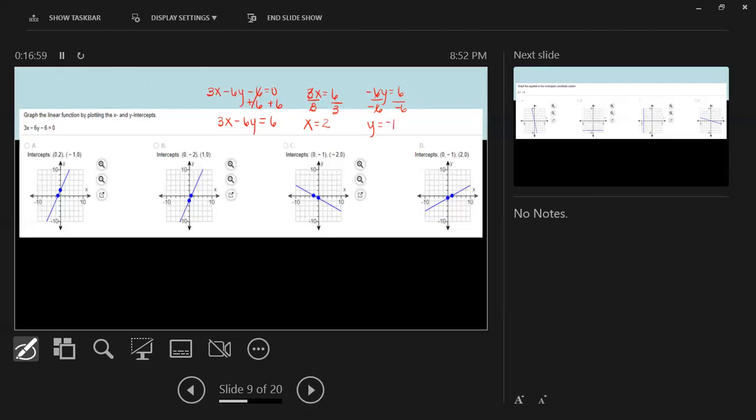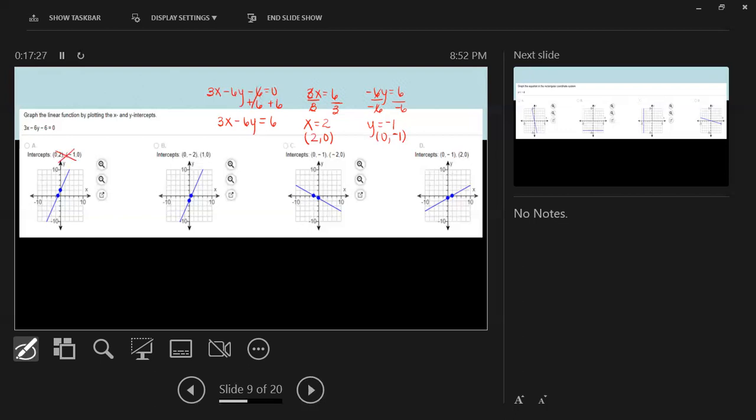Now, as an ordered pair, x equals 2. So that tells me that this will be 2, 0 as an ordered pair. And the y equals negative 1, if I want to write that as an ordered pair, that will be 0, negative 1. All right, so when we look at our answer choices, A is 0, 2, negative 1, 0. So that tells me that that one is incorrect.